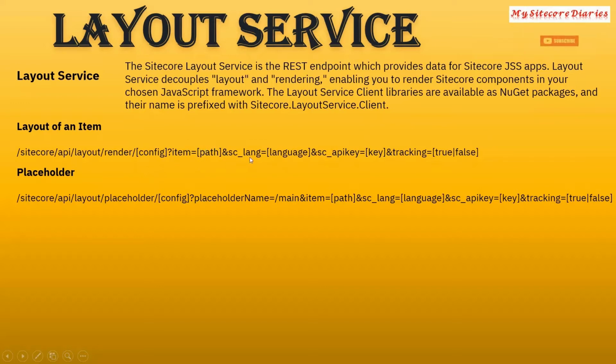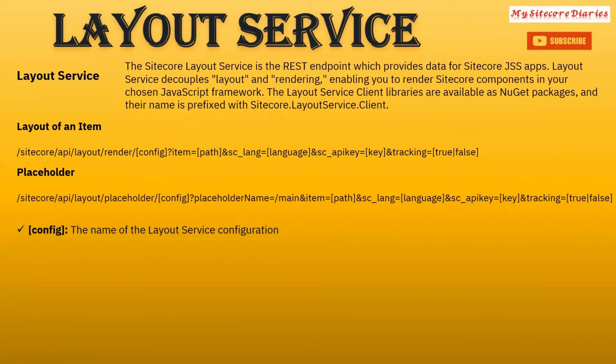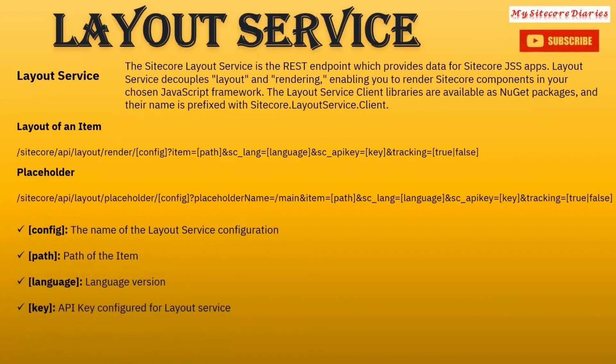Okay, so item, path, SC language. Let's see what each of the items is. Config is the name of the layout service configuration. So we have a layout service configuration, and that config name is here. Then path is the path of an item. Language is which language version you want the data.